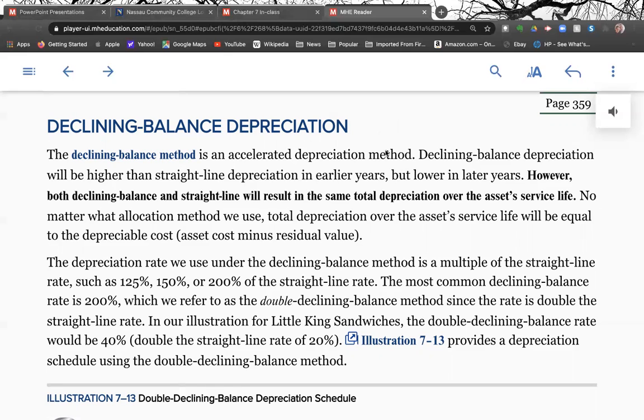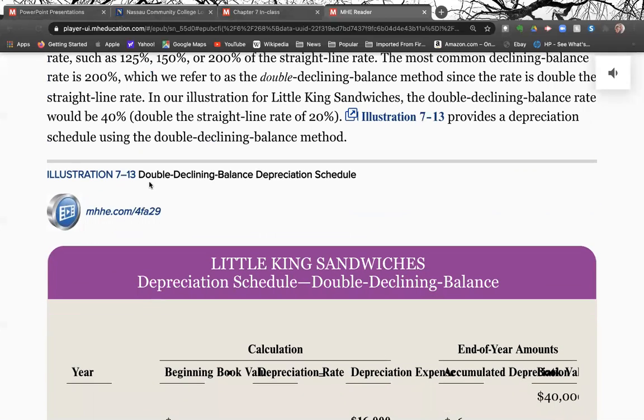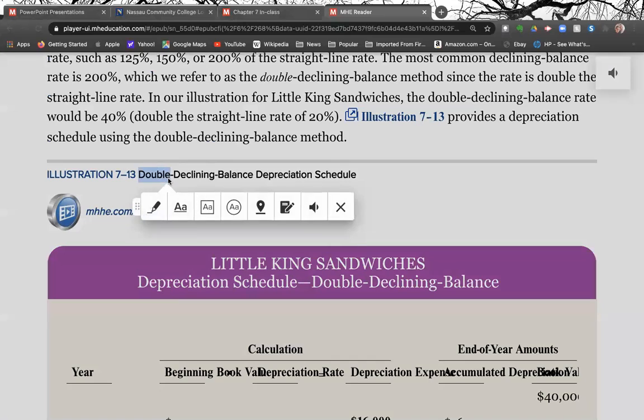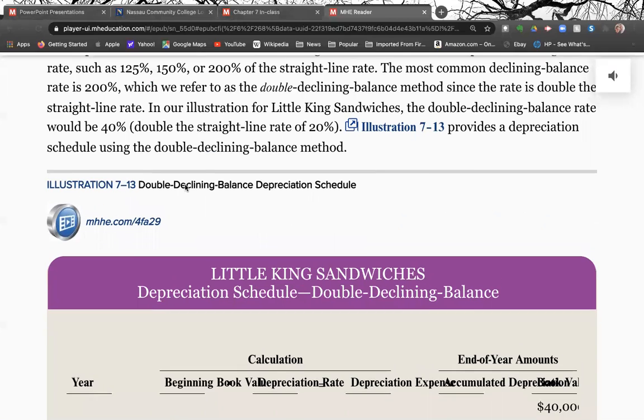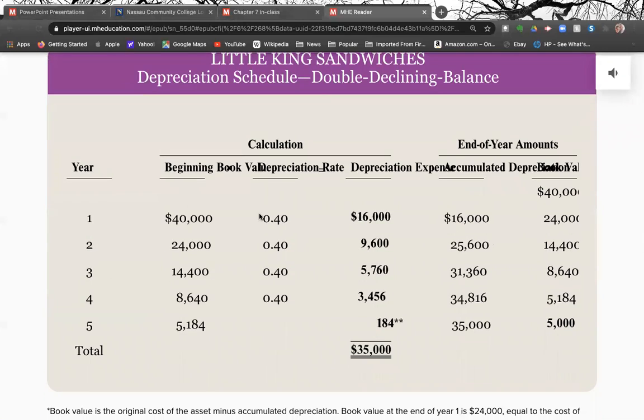Okay, so let's take a look at this method. Under this method, we are going to assume that depreciation occurs at a rate twice as much as straight line. Therefore, we call this double declining balance. What does the word double mean? Double straight line. Straight line was 1/5. 1/5 is 20%. Double that is 40%. So the depreciation rate is 40%, right? That's where you see this number here, 40%.